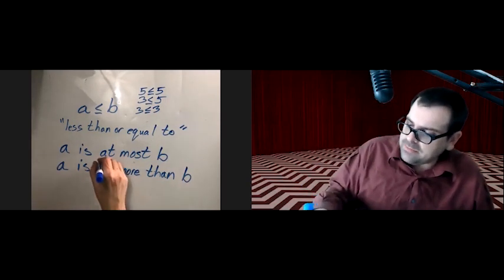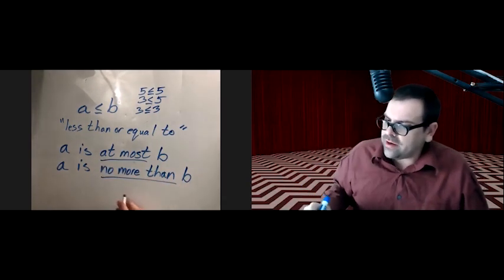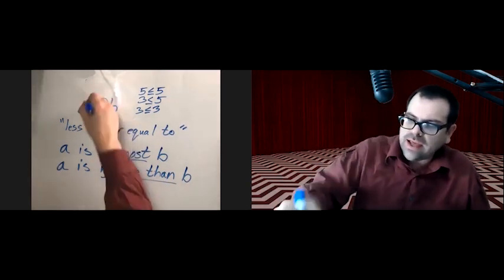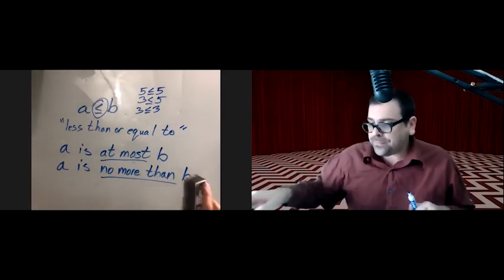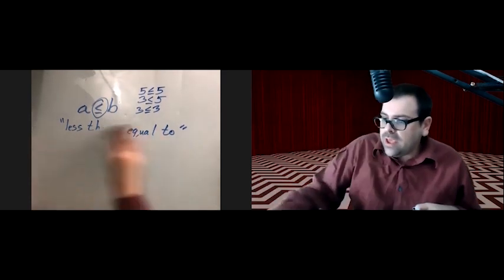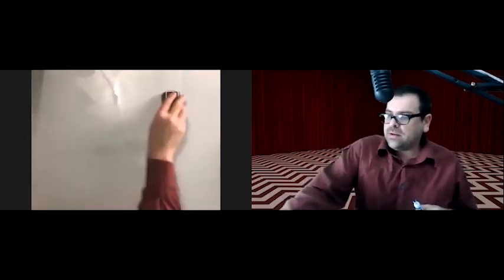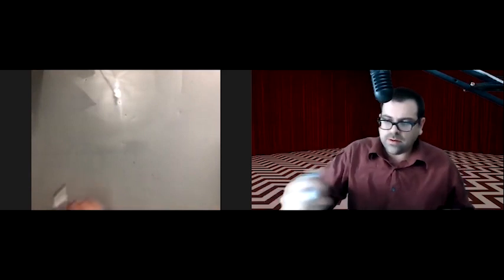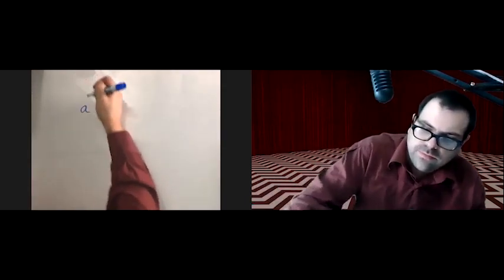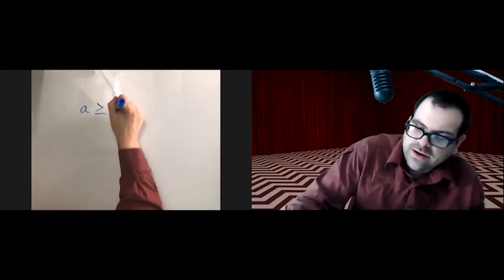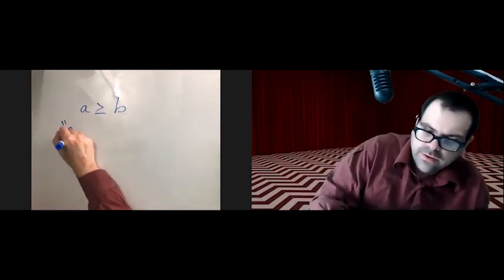So if you see at most or no more than, and you're translating, that's going to be less than or equal to. If we flip that sign, A is greater than or equal to B.